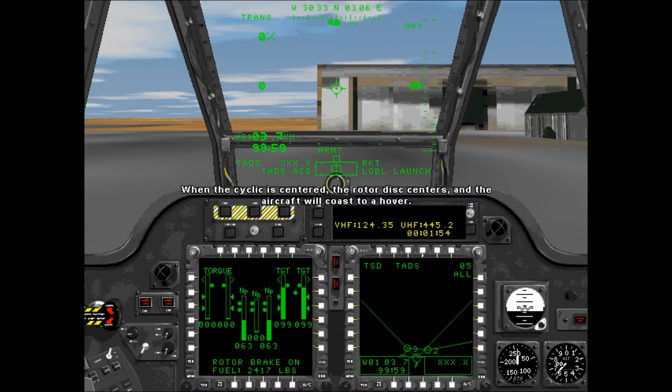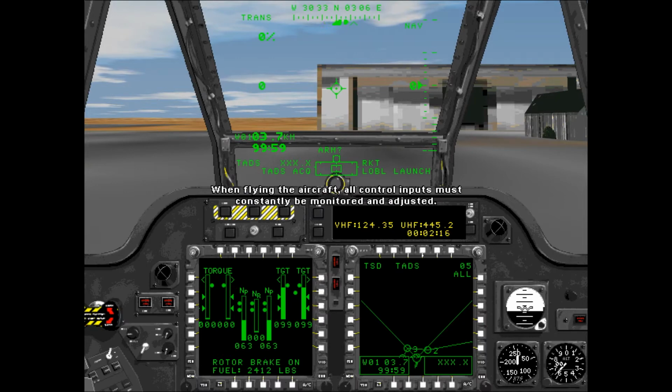When the cyclic is centered, the rotor disc centers and the aircraft will coast to a hover. The pilot must compensate this with a decrease in torque to remain at the same altitude. The cyclic is used to cause the aircraft to travel in a certain direction. The more you give input in a given direction, the faster you go in that direction.